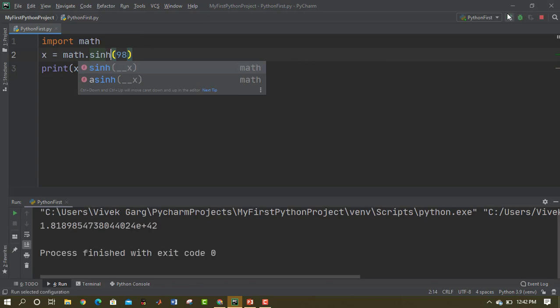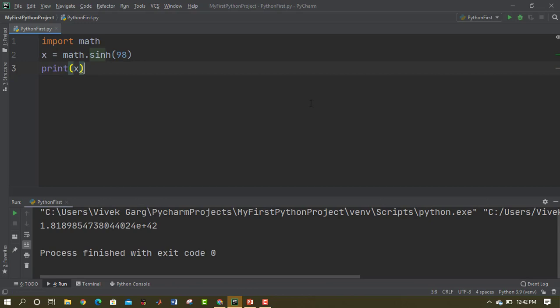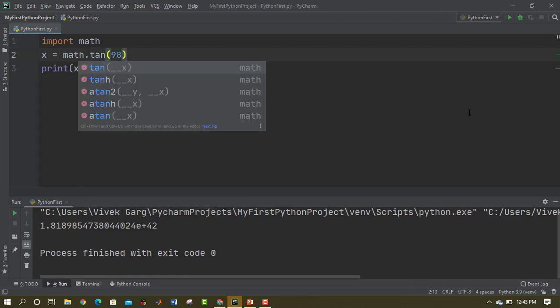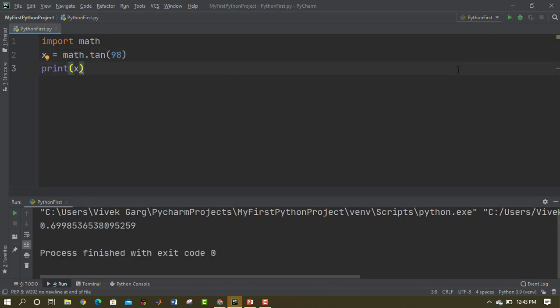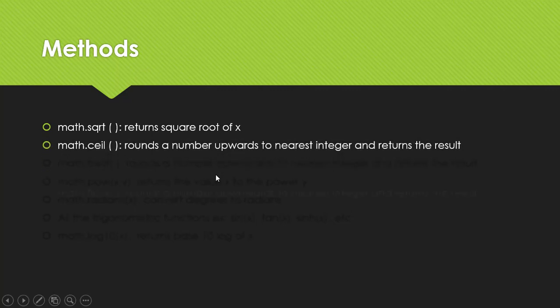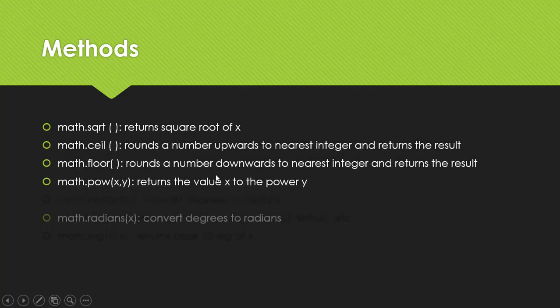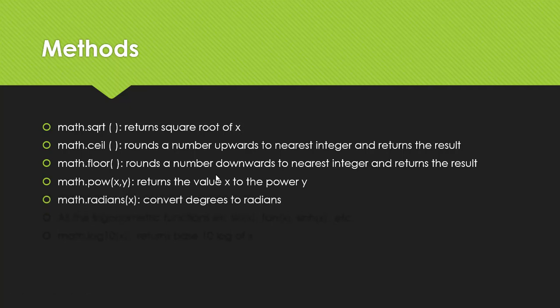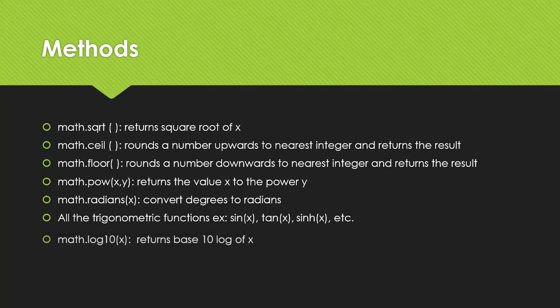So the sine hyperbolic of 98 is 1.818. Similarly, we can use the tan x, math.tan(98), that would be 0.69985 and so on. So we discussed all these methods. We discussed the square root method, the ceil method, the floor method, the power method, the radians method to convert degrees to radians, the trigonometric functions like sin x, tan x, sine hyperbolic x, and the log returns based and log of x, right?